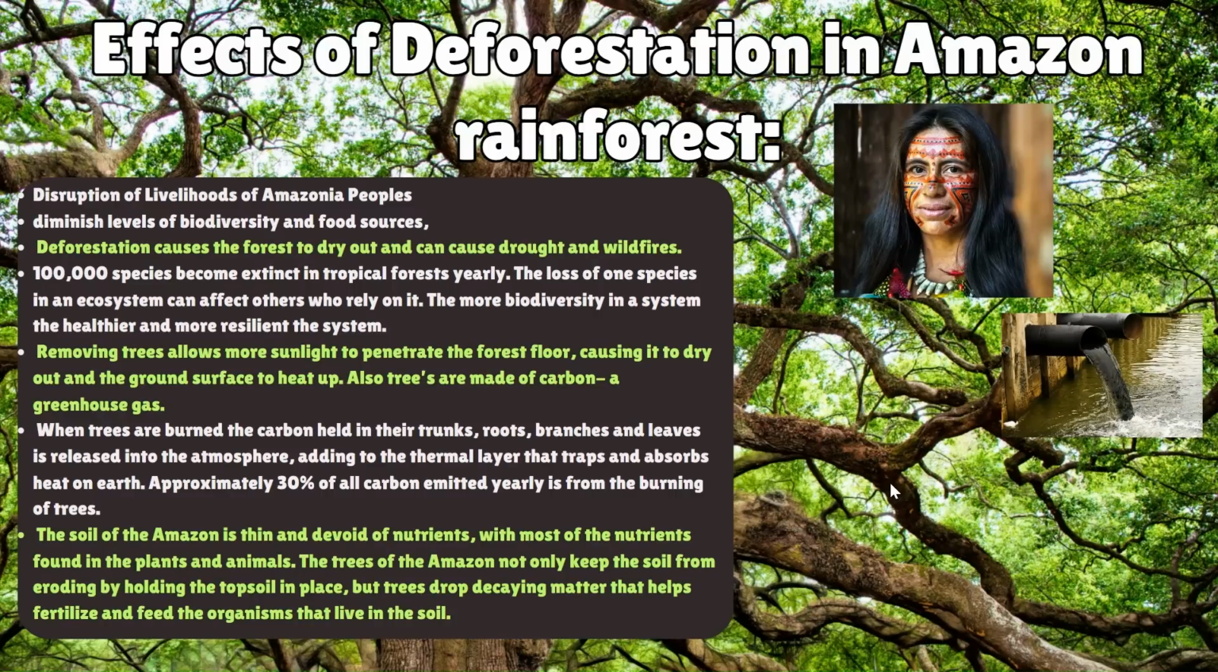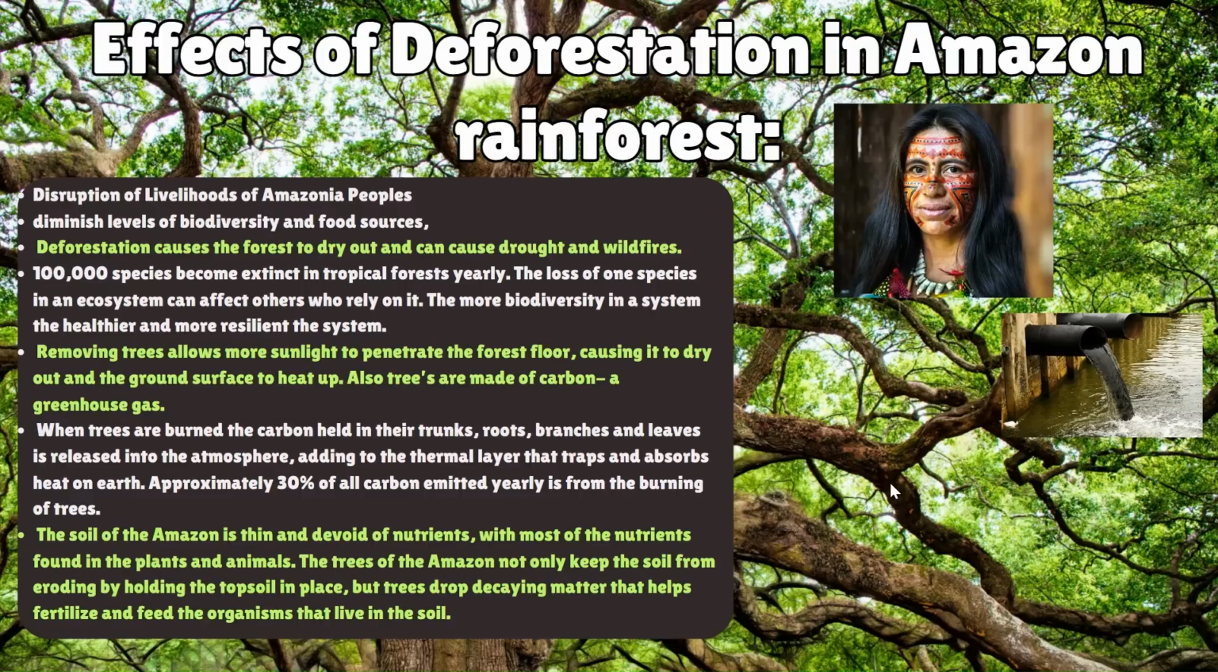Deforestation is also causing the forest to dry out, and this can cause drought and wildfires. 100,000 species become extinct in the tropical forests yearly, and the loss of a single species can affect all of the others that are relying on that. We talked about interdependence, and therefore, as the biodiversity weakens, the system becomes exponentially weaker.